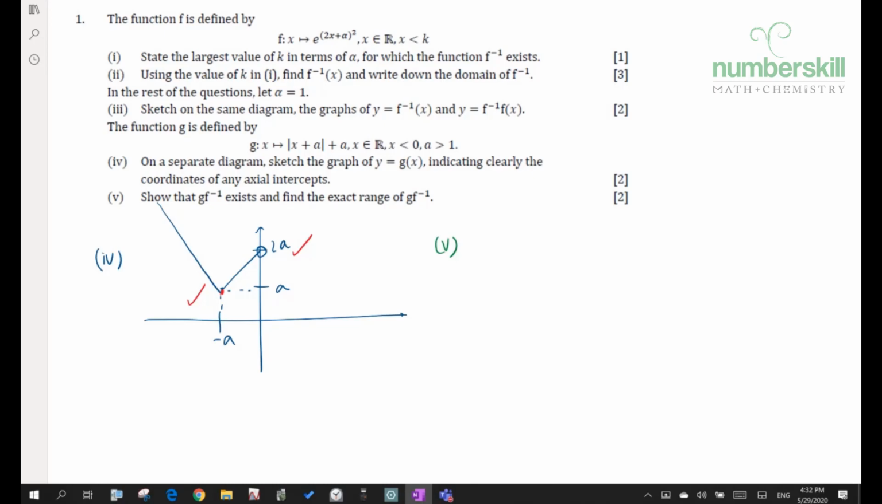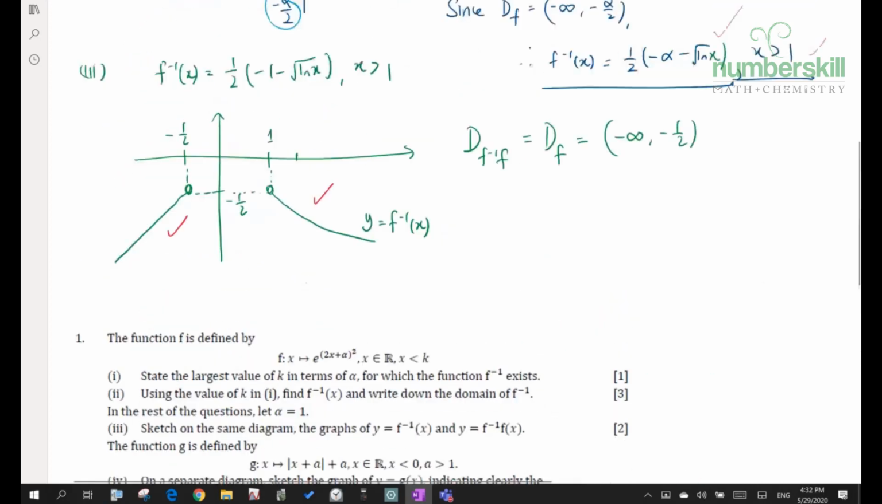gf inverse exists. Okay, so so far I see everybody's work, it was correct lah. So it says that gf inverse exists, all right, if the range of f inverse is a subset of or equal to the domain of g. Okay, and all you need to do is to check this. That's all. Okay, so the range of f inverse is the domain of f, and the domain of f, I believe I was talking about it just now, right?